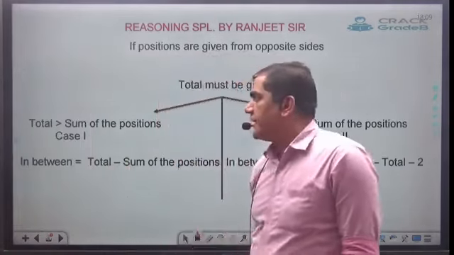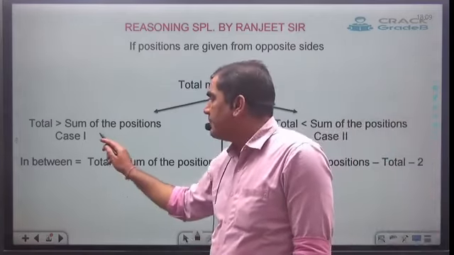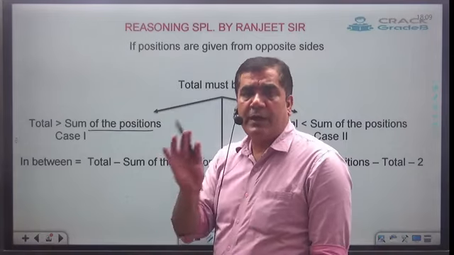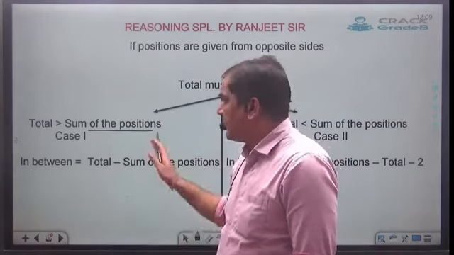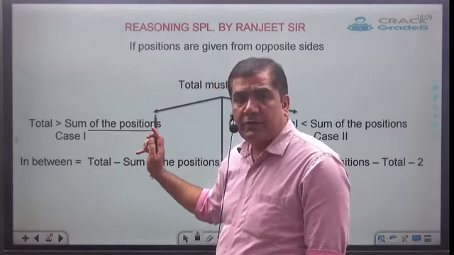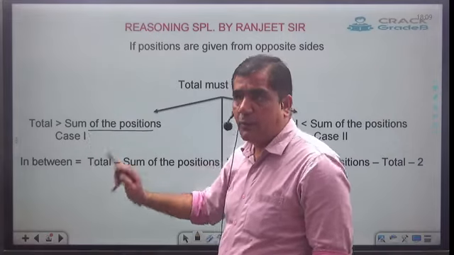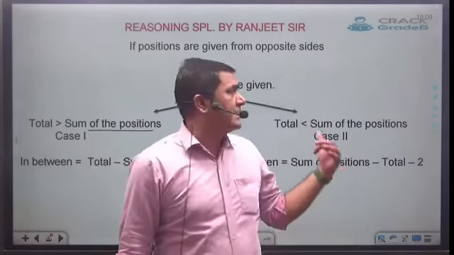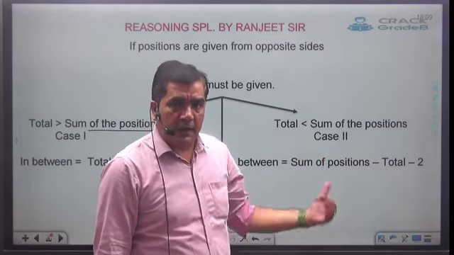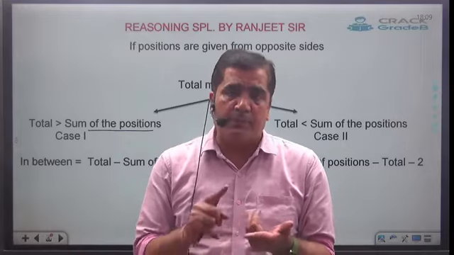See, how to check case 1 or case 2. Simple. Whatever positions of P and Q they have given, simply add the positions. If total comes out to be more than the sum of the positions, that will be case number 1. And if total is less than the sum of the positions, that will be case number 2. Clear? Total signifies whether case 1 or case 2 is possible.